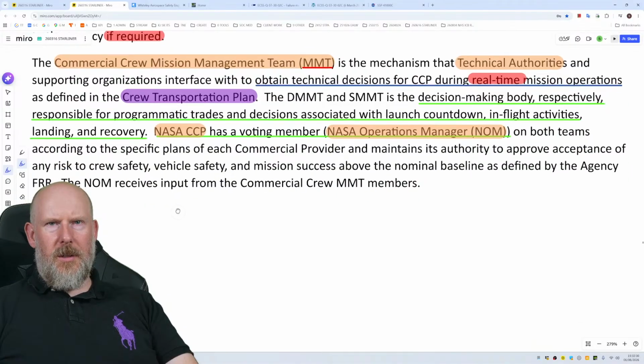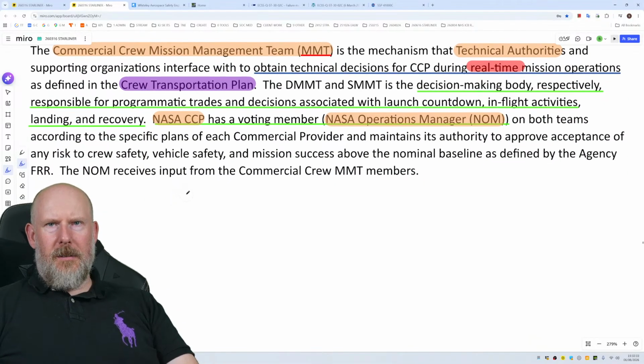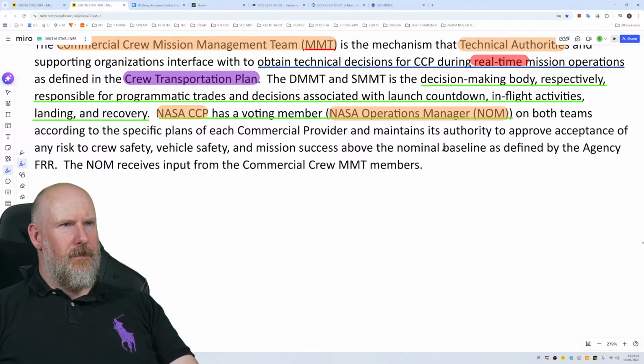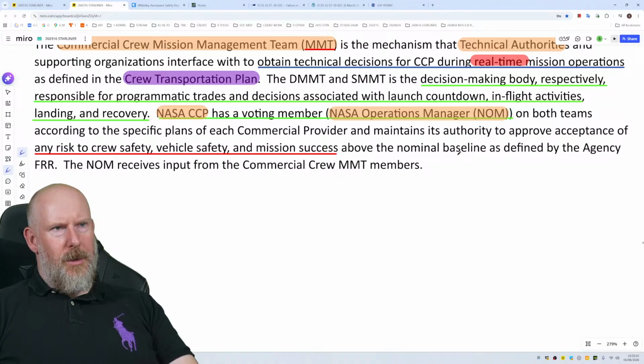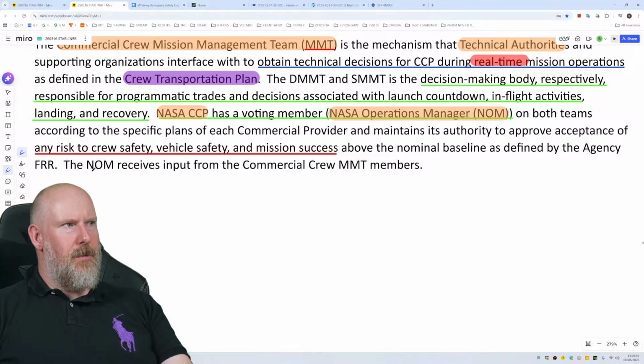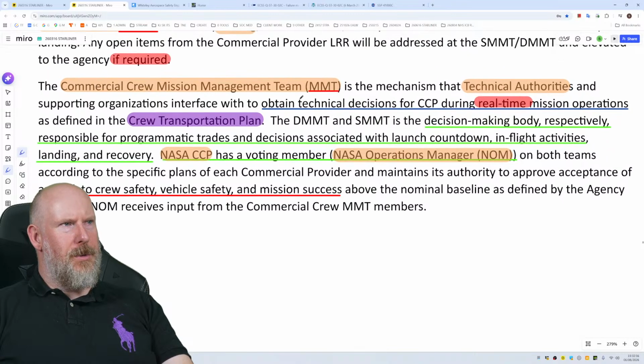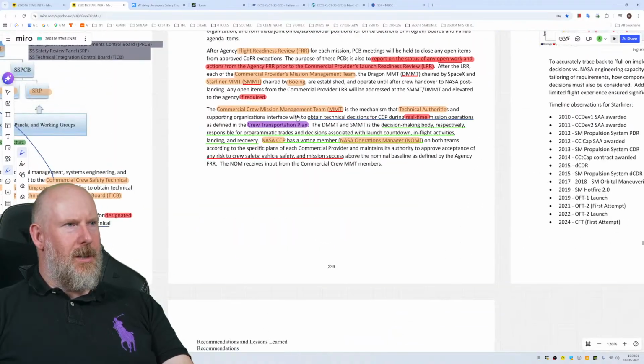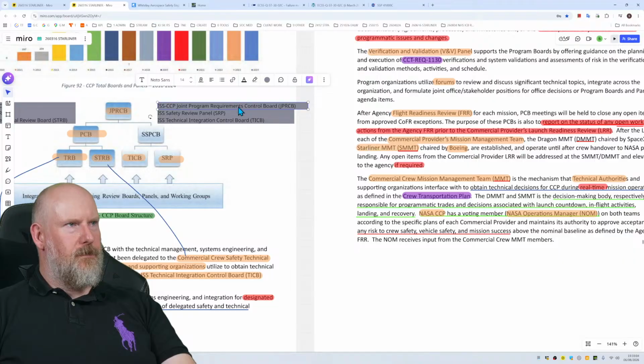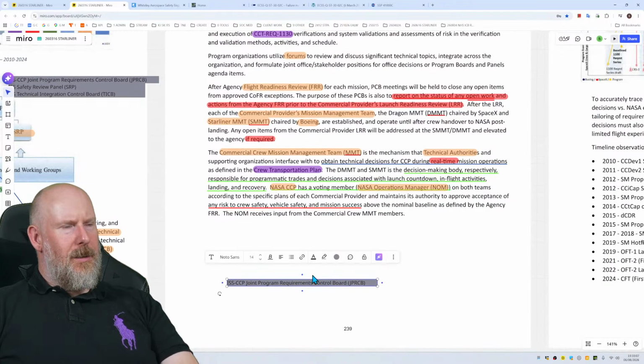According to the specific plans of each commercial provider, and maintains its authority to approve acceptance of any risk to the crew safety, vehicle safety, and mission success above the nominal baseline as defined by the agency flight readiness review. The NASA operations manager receives input from the crew, commercial crew, MMT members. I mean, is there an organization chart for that? Because it sounds blooming confusing.